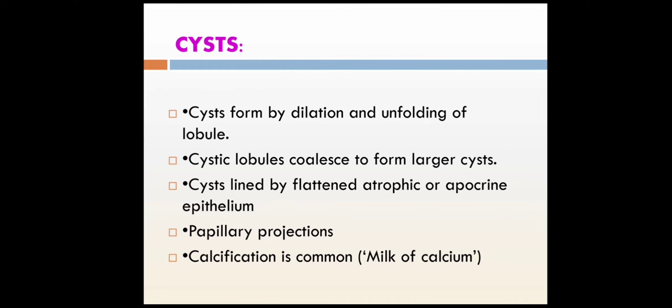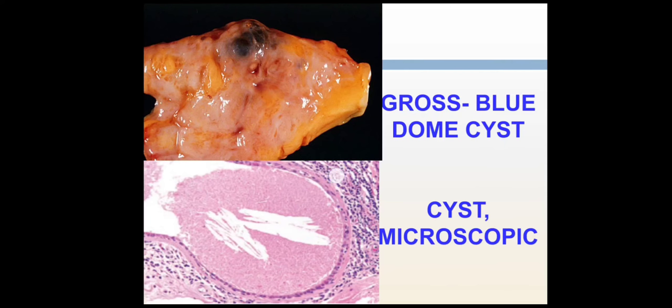I've already discussed about cyst. So it is a dilatation. Cyst you can also call as ductectasia. So it is dilatation and unfolding of a lobule, and multiple cystic lobules coalesce to form larger cyst. Usually they are lined by either flattened atrophic epithelium or apocrine epithelium. Sometimes there will be hyperplasia leading to papillary projection. Calcification is very common, which is also called as milk of calcium.